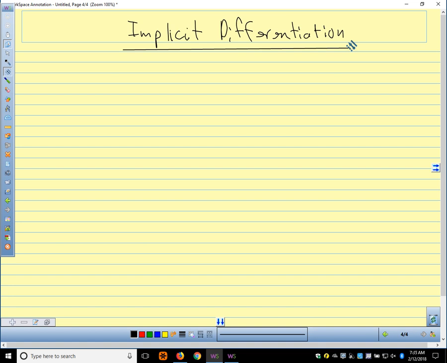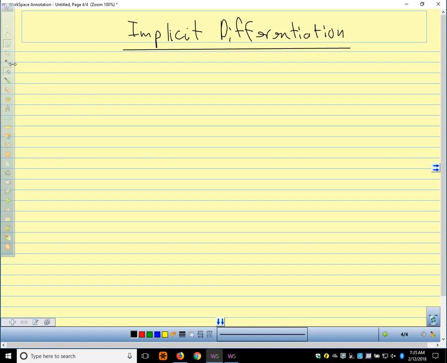So back in Calc 1, if you remember, you have some function x squared y minus y cubed x equals 5, and you want to find dy/dx. So you had to do your derivatives, and you had to use the product rule, and you had to solve for dy/dx. There was a lot of algebra involved. Well, with partial derivatives, we can shortcut that process.